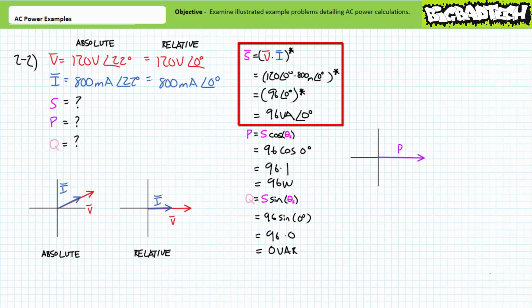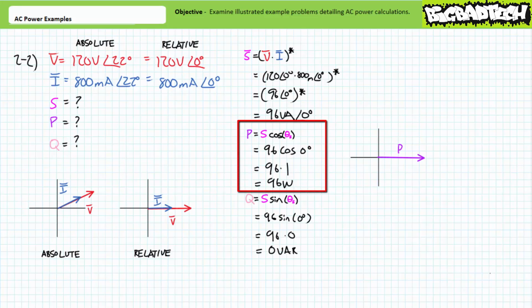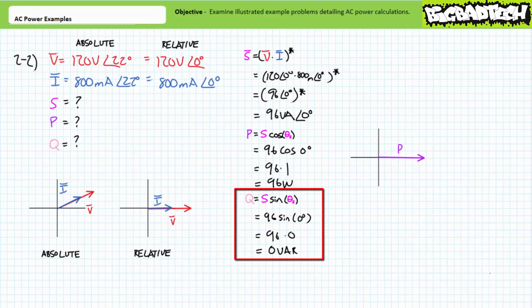Apparent power is the complex conjugate of voltage times current. Substituting in our given values, we find our apparent power to be 96 volt amperes at an angle of 0 degrees. When apparent power is resolved into its real and reactive components, we find real power to be 96 watts and reactive power to be 0 vars.